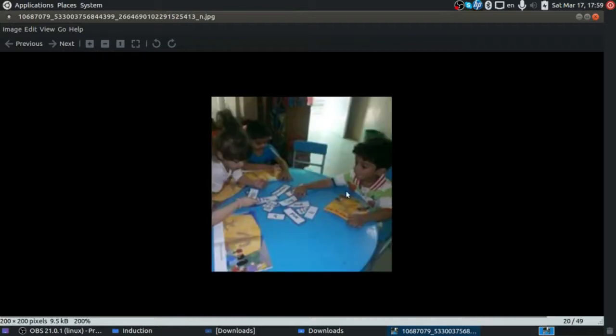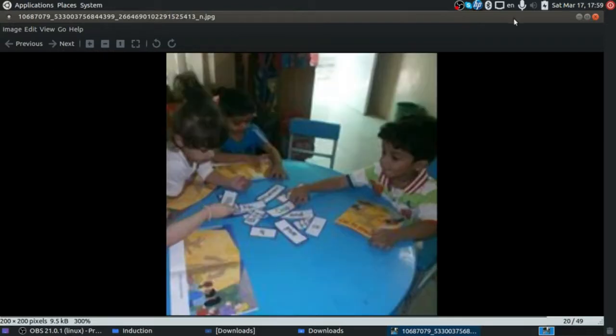Okay, that's another one for the reading. They are reading through the book. I think it's clear for you all.